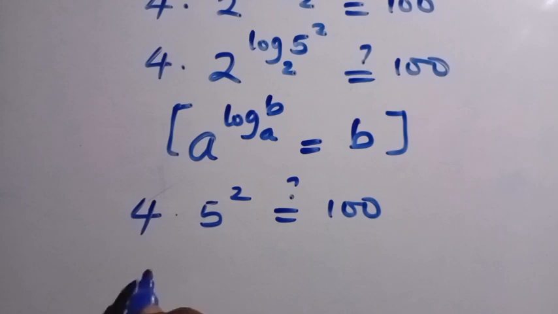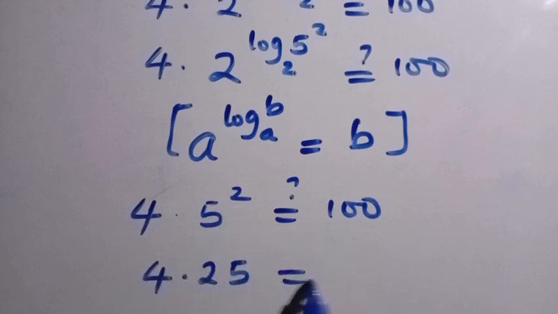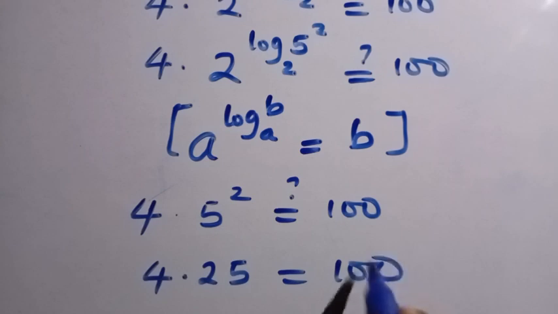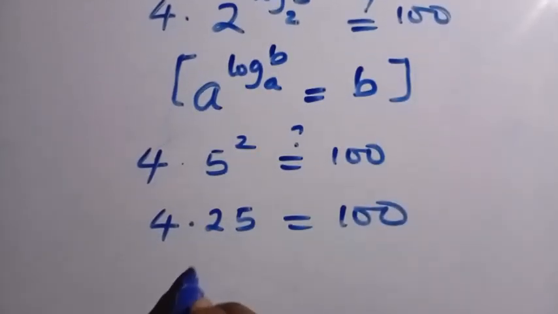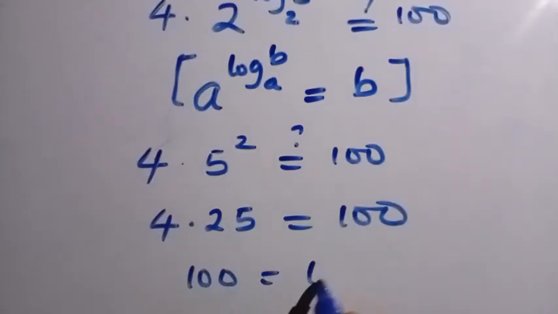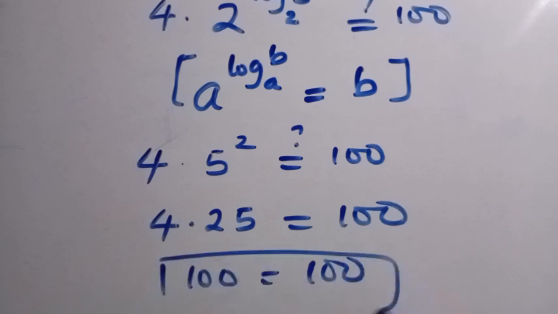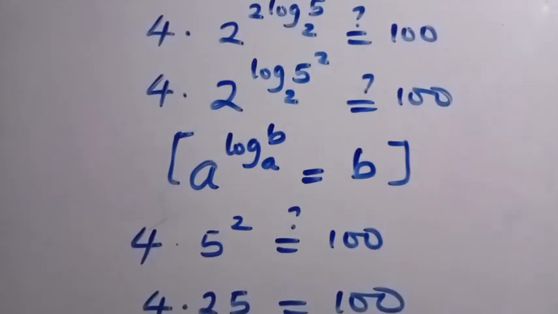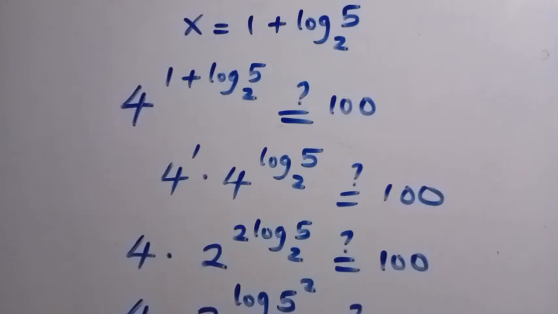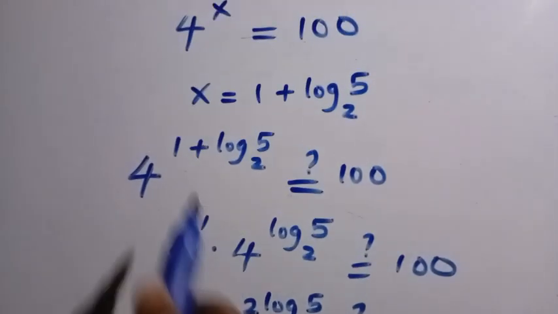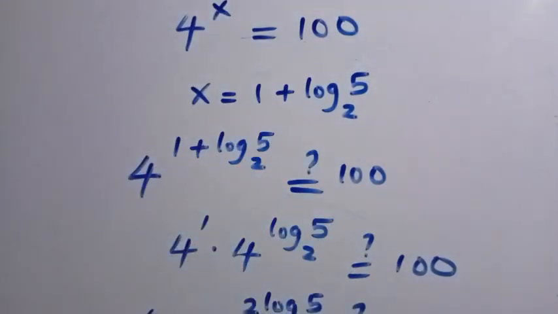And obviously, here is 4 multiplied by 5 raised to power 2, that is 25. And 4 times 25 equals 100. That is, 100 equals 100. The left hand side and the right hand side of these equations are equal. So we can now conclude that the value of x here that satisfies this equation is 1 plus log 5 base 2. So this is how to solve this.